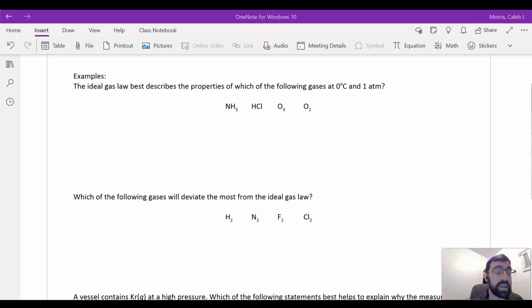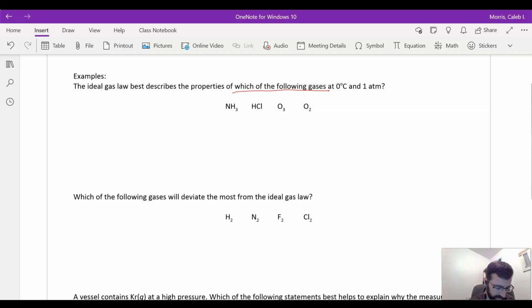We are doing some example problems regarding deviations from the ideal gas law. So this question asks us, the ideal gas law best describes the properties of which of the following gases at 0 degrees Celsius and 1 atmosphere. So the question is really wanting to know, if it's the same conditions, which of the following gases is going to be the most ideal.